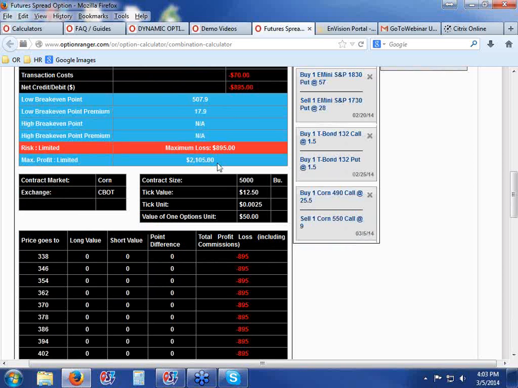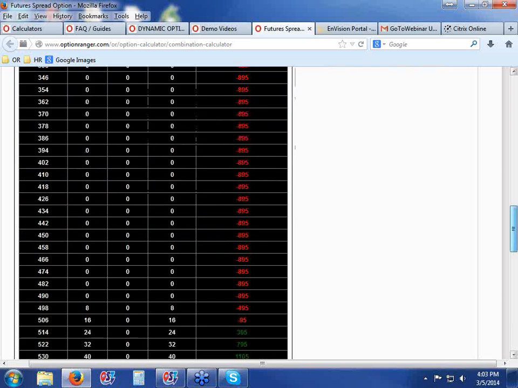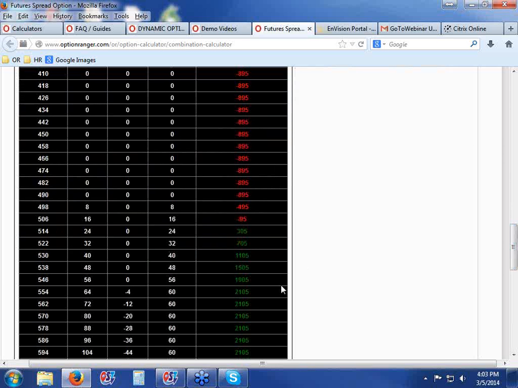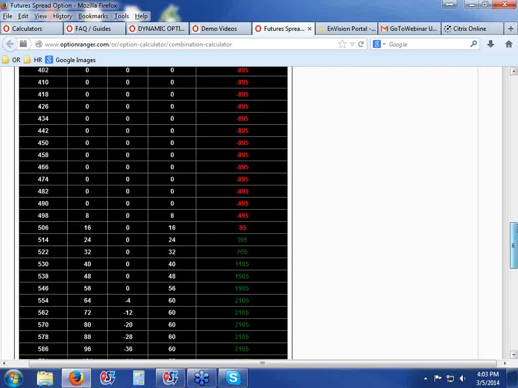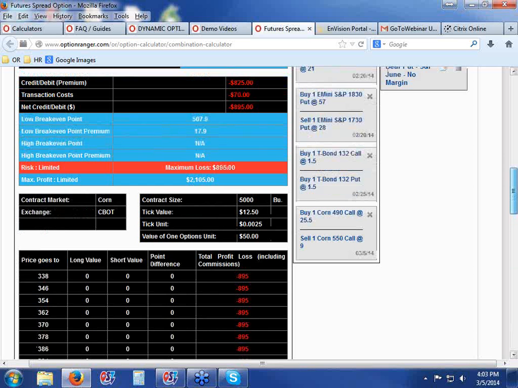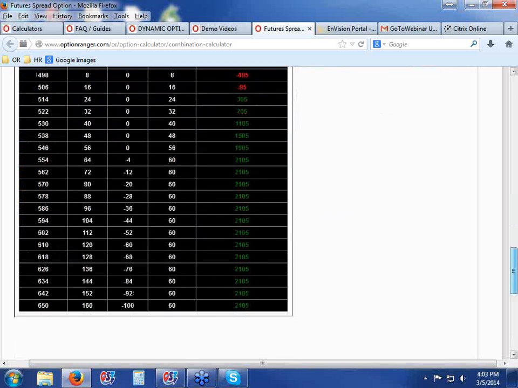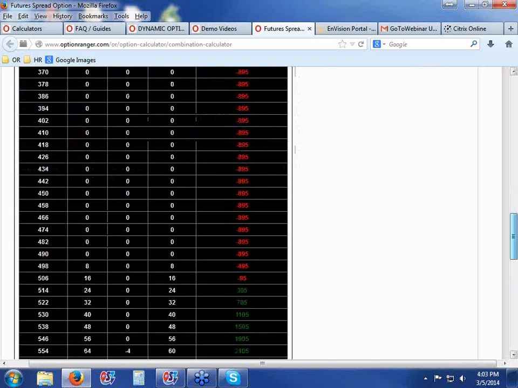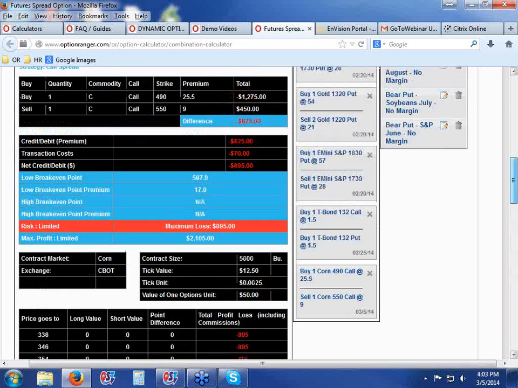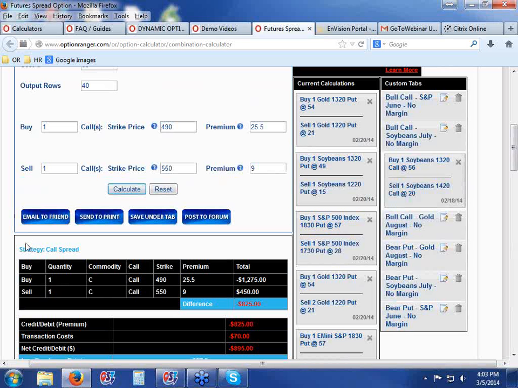The maximum profit potential, because it's a spread, is $2,105, and you max out that number when you exceed the strike price that you sold at $550, and actually you have your futures break even here as well. Now, this is a spread, and again, it doesn't look for a huge move, but let's say, for argument's sake, somebody says, you know what, I think the market's going to run, but I don't think it's going to get much past 550.